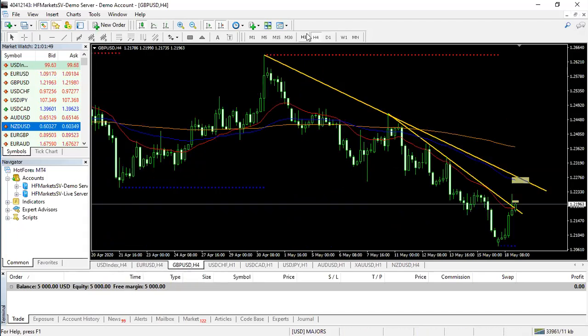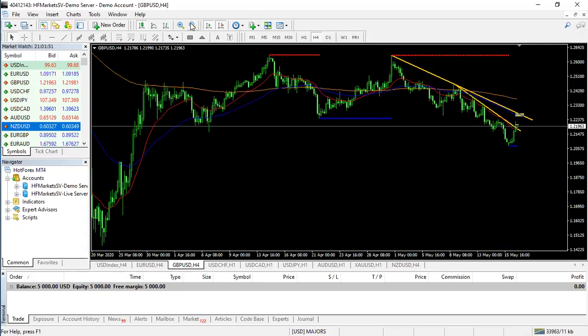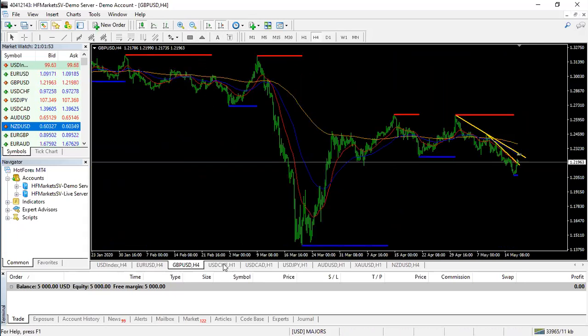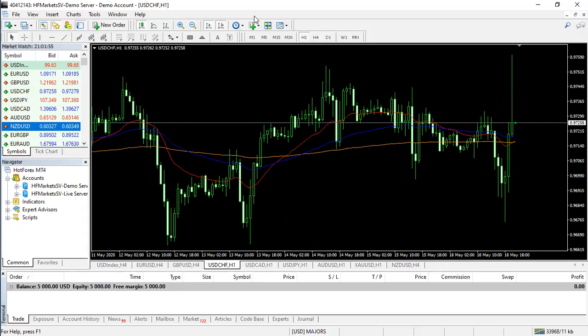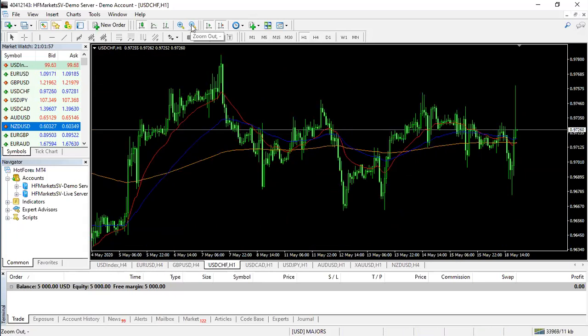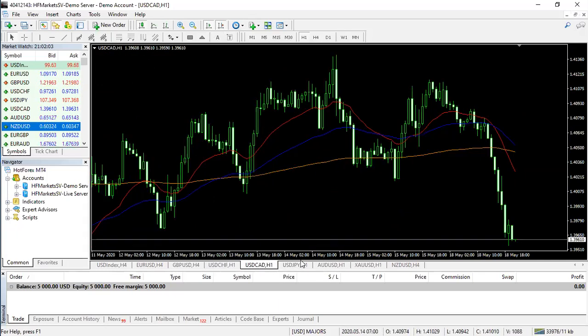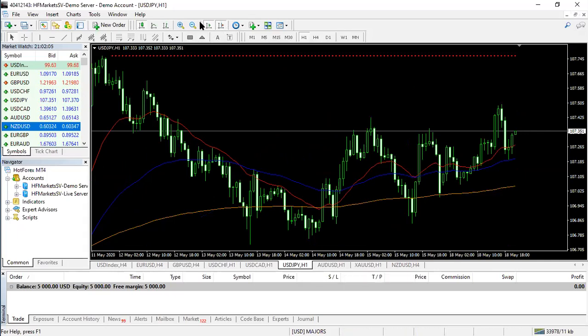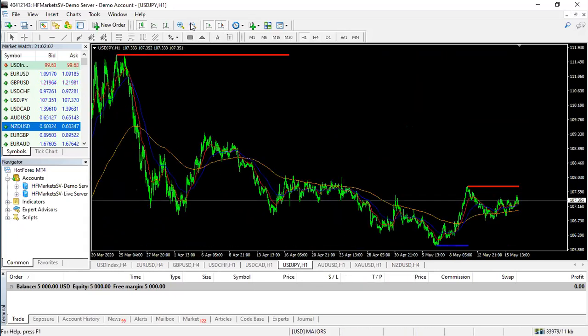Same case to all these other currencies. Any USD based currency is going to be affected in one way or the other by the USD index. Yes. Okay. Any other question? 7 minutes.